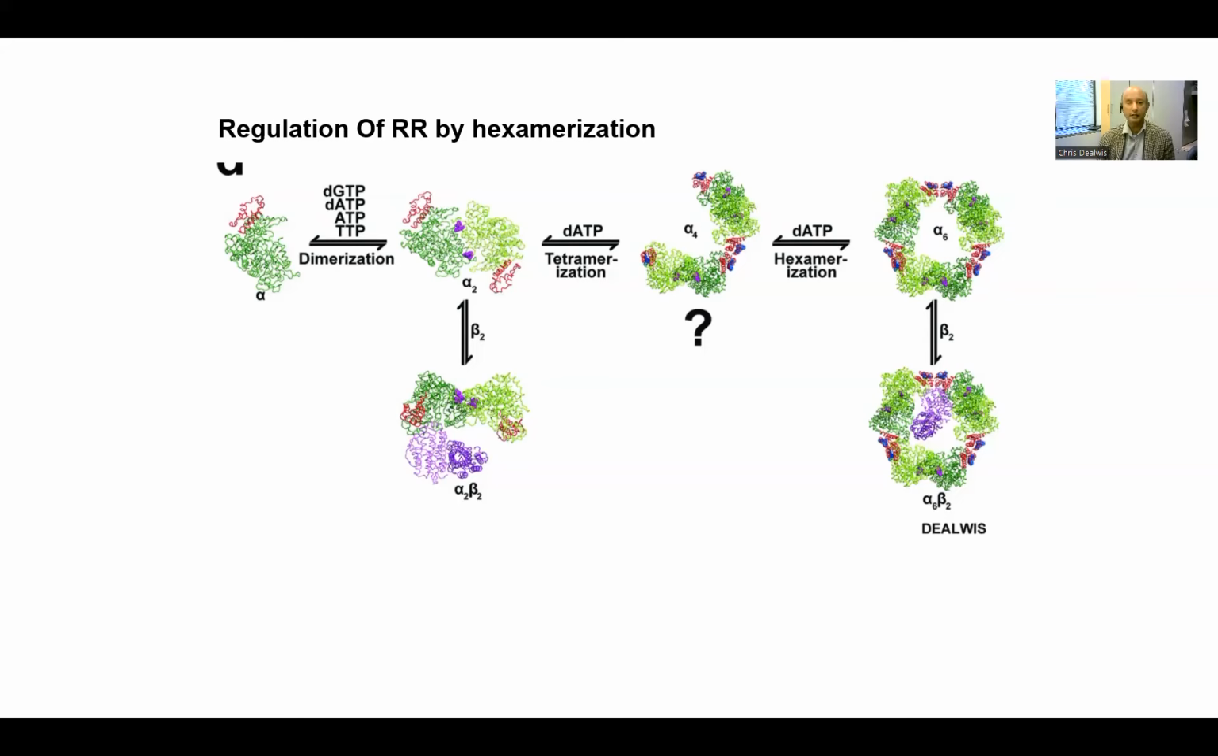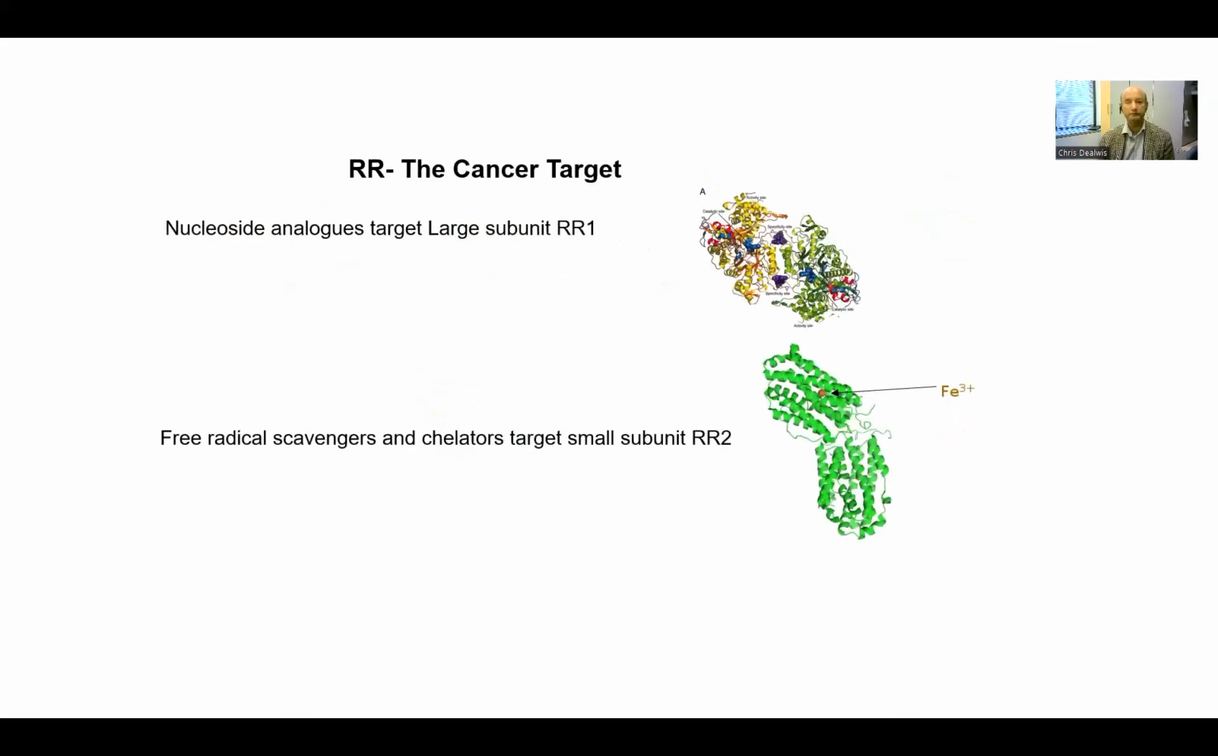So the key is, how does ATP, which is also a hexamer, and dATP, which also induces a hexamer, form an inactive versus an active complex? We cannot structurally fully answer this question yet because we don't have an ATP hexamer structure. But through mutagenesis, we have shown that there are structural differences that may account for this phenomenon.